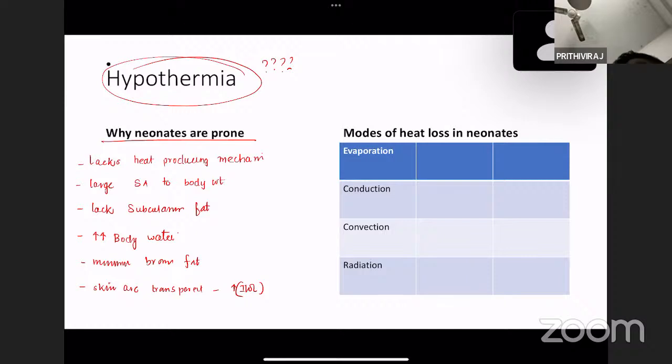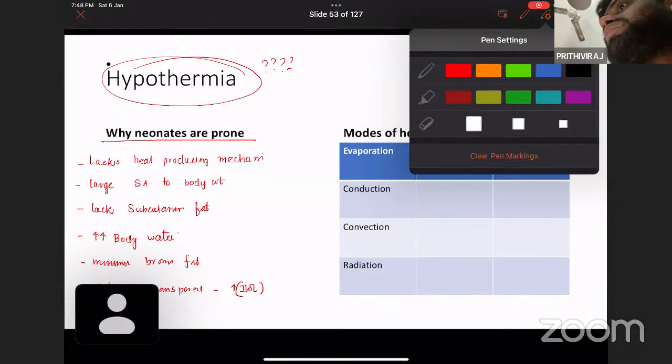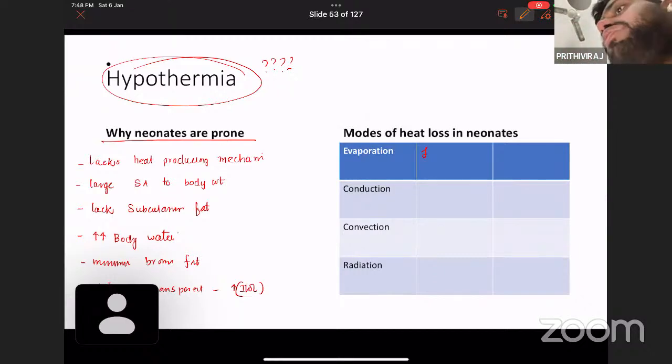And as a result, they are more prone to heat loss. What are the modes of loss? Evaporation. The water or fluid over the body evaporates. That's why we have to dry the baby. The rationale behind everything is not just because we have to do it. There is some reason why we have to dry the baby: to prevent the heat loss because of evaporation.